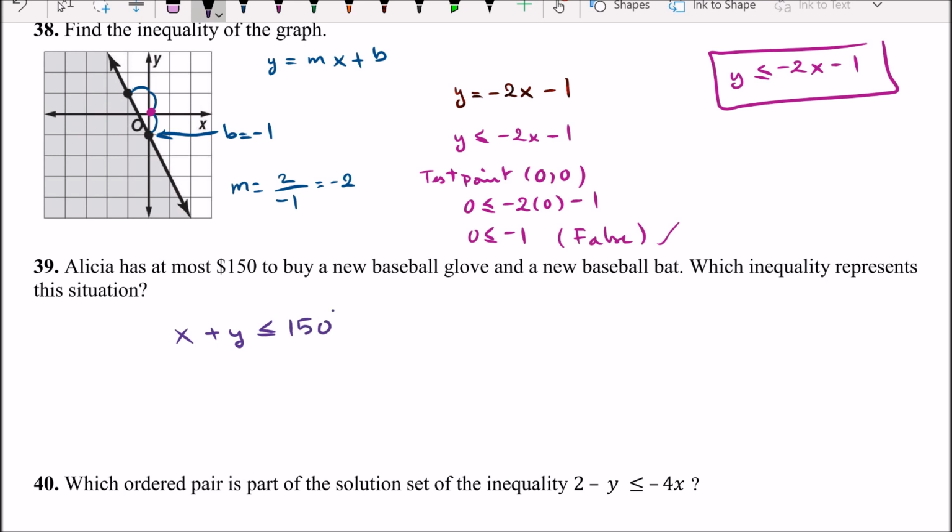Okay, so that's it. They just ask you to set up the inequality. So we set it up. You don't have to solve for it.